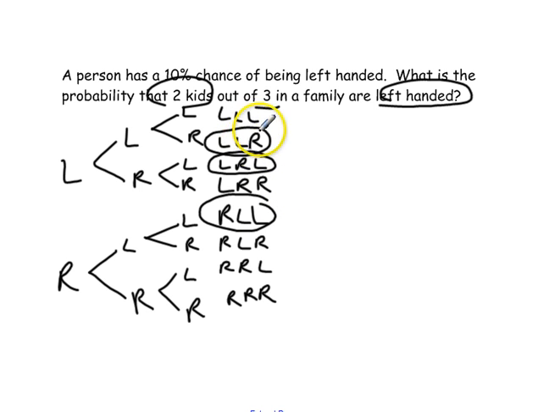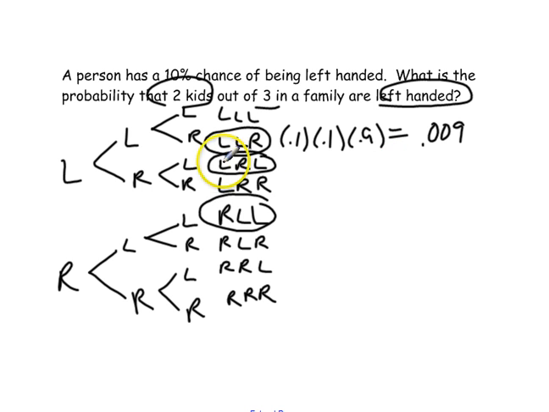The probability that this first one happens is 0.1 times 0.1 times 0.9. Because the probability the first child is left-handed is 10%, the probability the second child is left-handed is 10%, and the probability that the third child is right-handed is 90%. 0.1 times 0.1 times 0.9 is going to be 0.009.